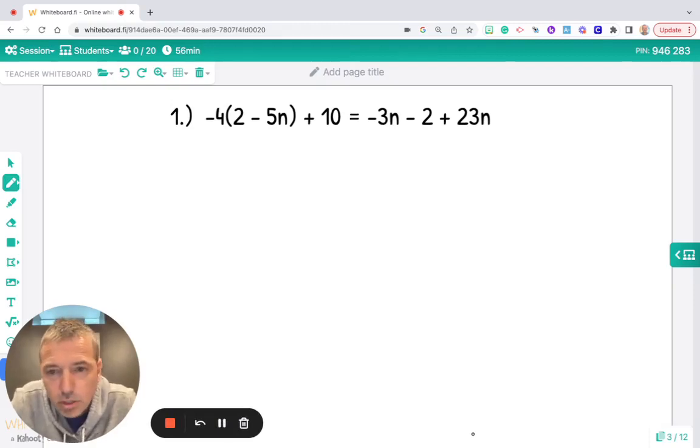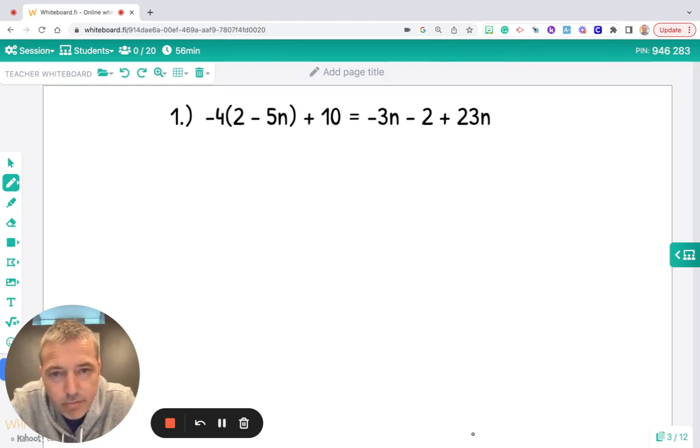Hey guys, let's answer question number one here. Most of the time when we're solving equations, we get one solution. The equation will have an answer. It'll have a solution. But sometimes an equation will have no solutions. There's no number that we can put in to make both sides equal.